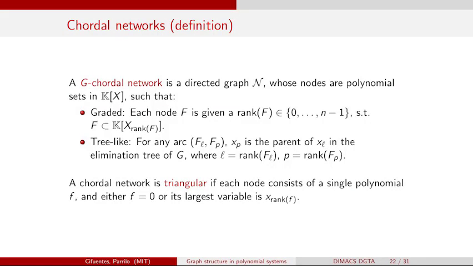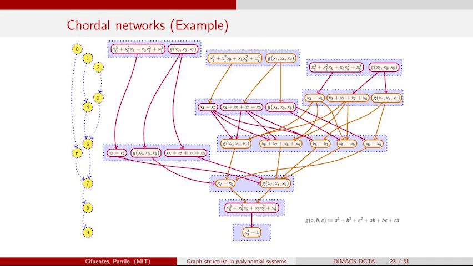A chordal network is a directed graph. Nodes are polynomial sets. I told you this. What's important, every node is given a rank, this number. And what's important is that the variables that appear in the corresponding node are only the variables in the clique corresponding to that rank. And furthermore, it's tree-like. There are arrows, and they go from a parent to a child in the elimination tree. Again, I think a picture is worth more than the definition for the purpose of this talk.